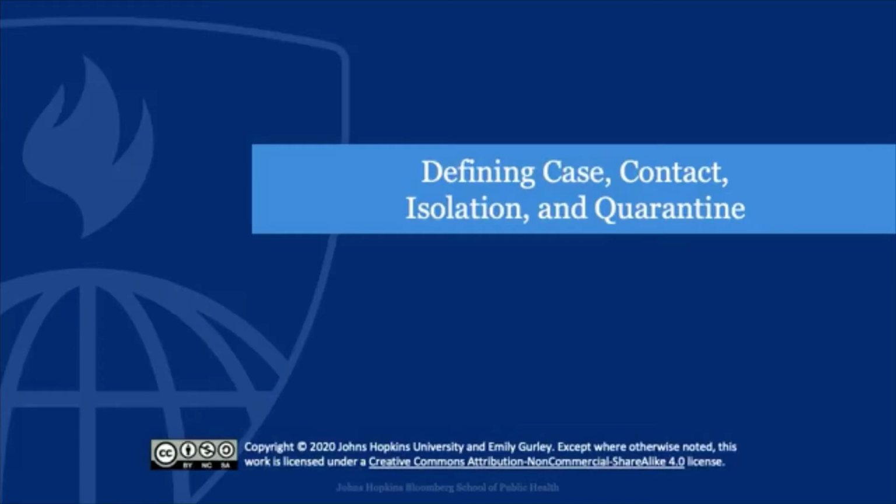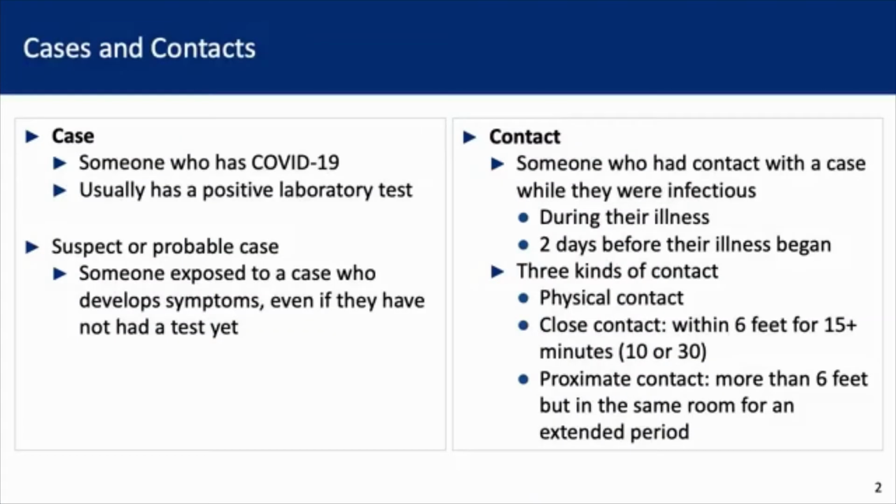So now let's be very clear and define what we mean by case, contact, isolation, and quarantine. Those are important concepts that you'll have to really understand well throughout the rest of the course. So let's define what a case is and what a contact is. A case is someone who has COVID-19, someone who could infect others. Usually this is defined by a positive laboratory test, a PCR test usually, and we've already discussed that.